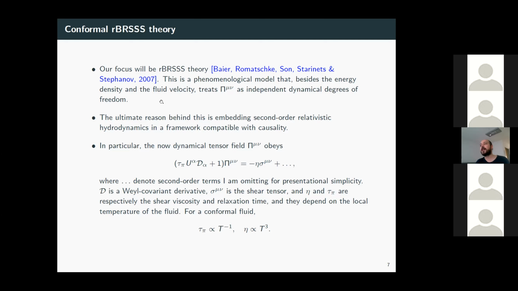So this is a phenomenological model that, besides the energy density and the fluid velocity, also treats the tensor of dissipative currents, the dissipative tensor, as a set of independent dynamical degrees of freedom. And the ultimate reason behind this choice is being able to embed second-order relativistic hydrodynamics in a framework which is compatible with relativistic causality.